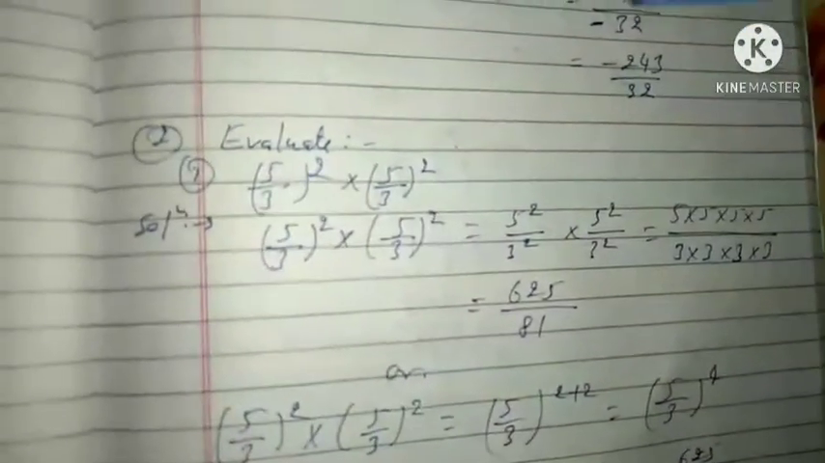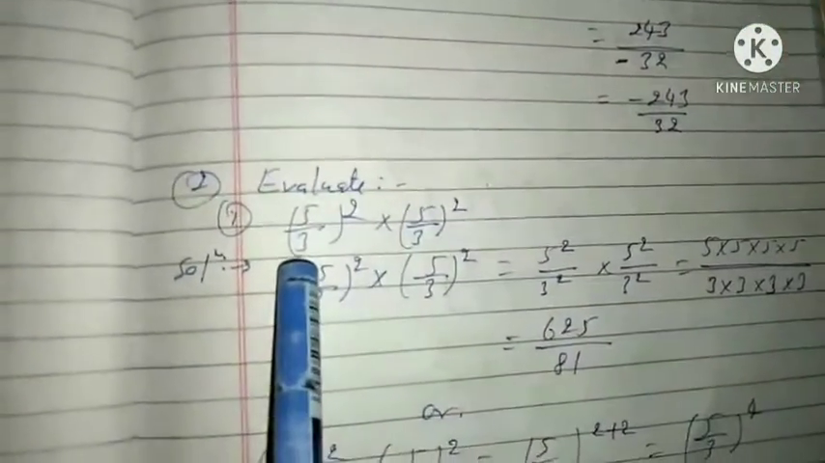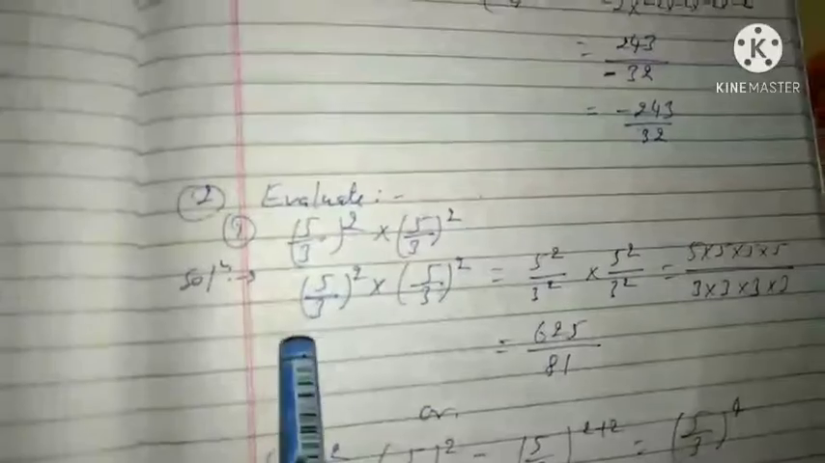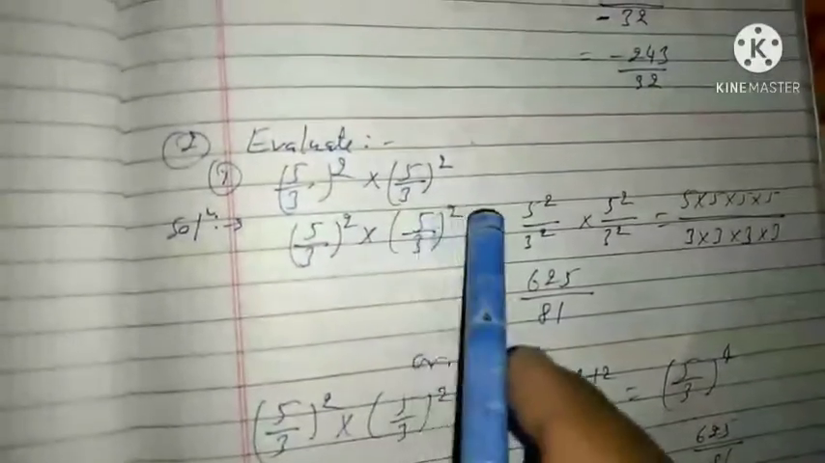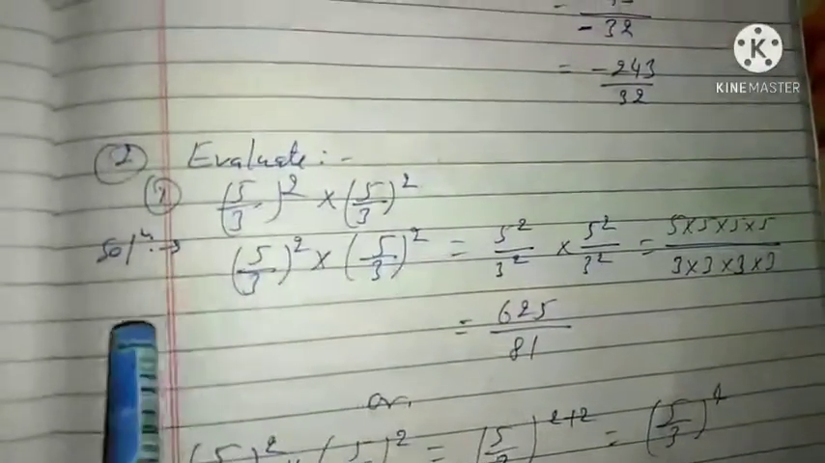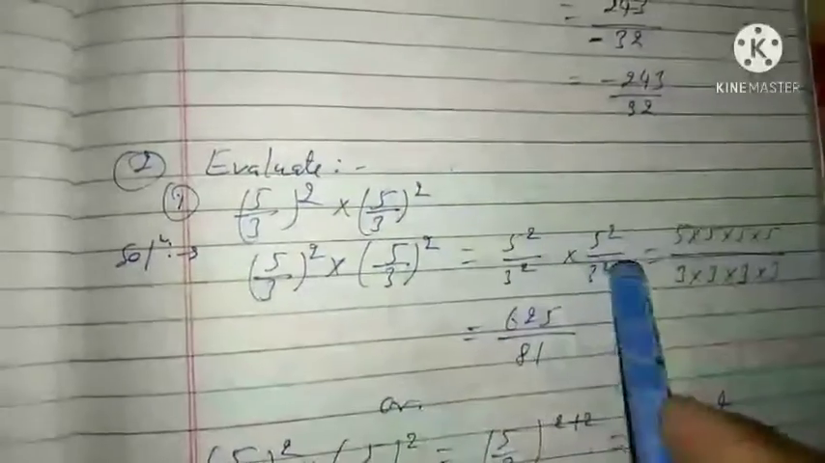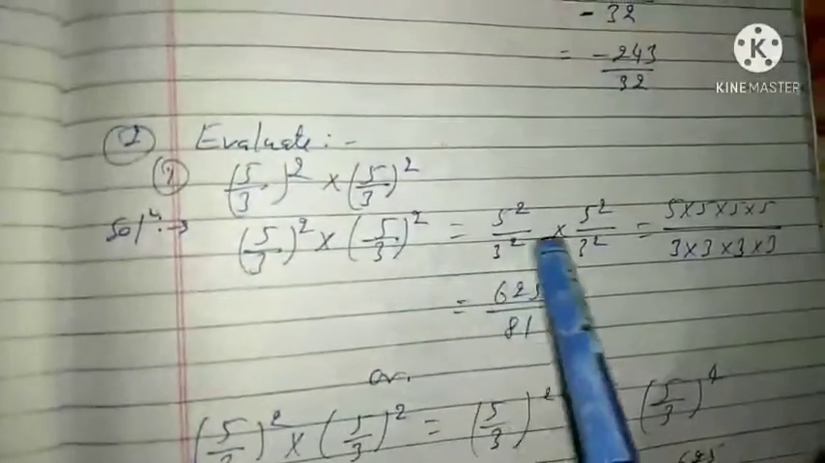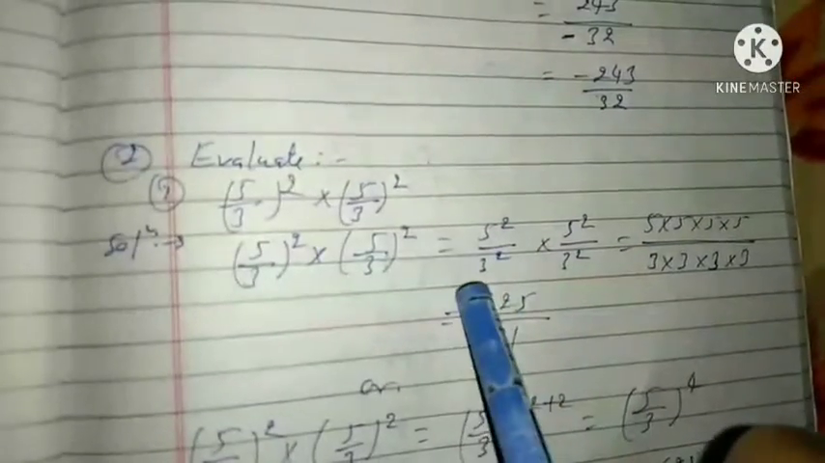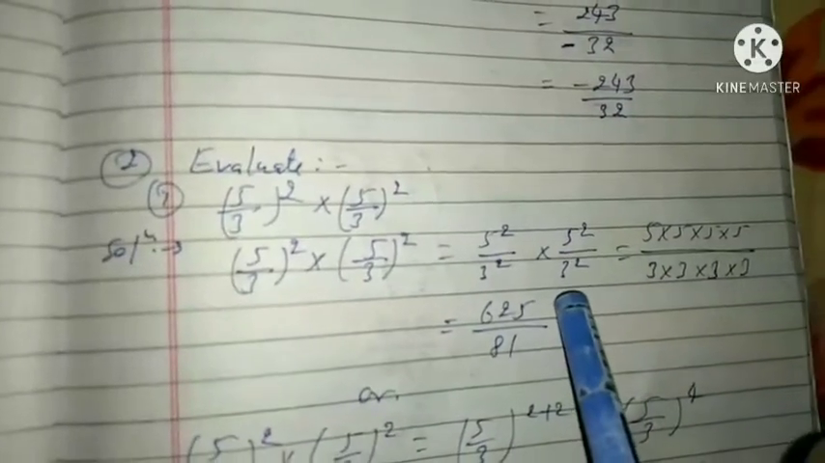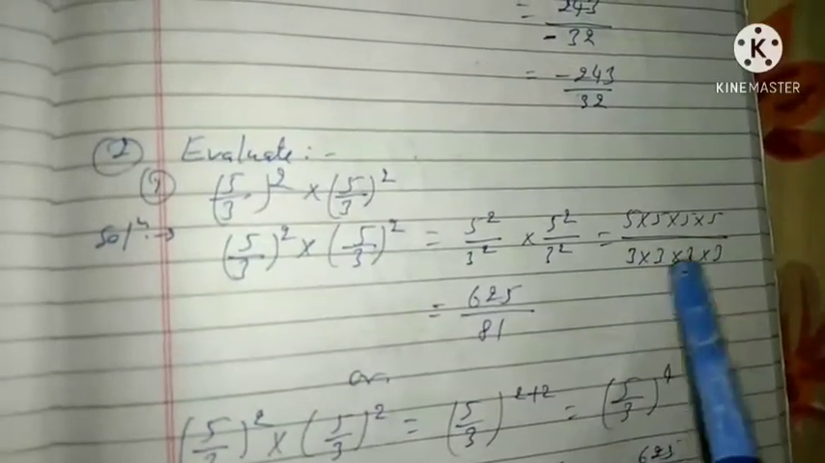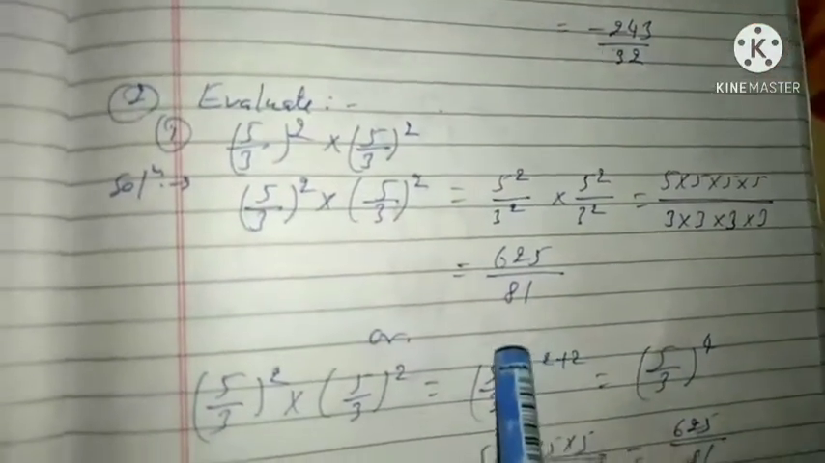Okay, next, first question, (5/3)^2 multiplied by (5/3)^2. As we know that if the bases are same, then we can simply add the power during multiplication, or if you want to expand this and then find out the value, then also you can do that. As I've solved this question using two methods. So in the first method you can try this one, 5^2/3^2 multiplied by 5^2/3^2. This can be written as 5×5×5×5 and 3×3×3×3, which results in 625/81.